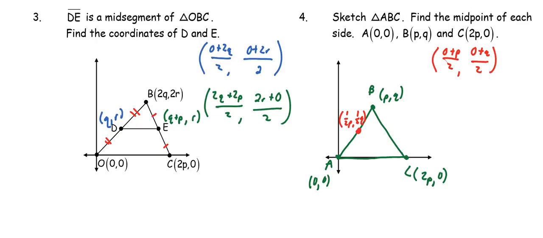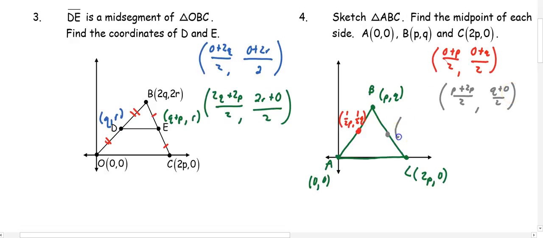Then when I look at from B to C, I have p plus 2p over 2 and q plus 0 over 2. Well, p plus 2p is 3p, divided by 2 just gets us 3 over 2 p, and q plus 0 is q, divided by 2 is 1/2 q.